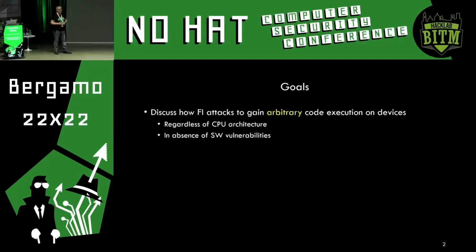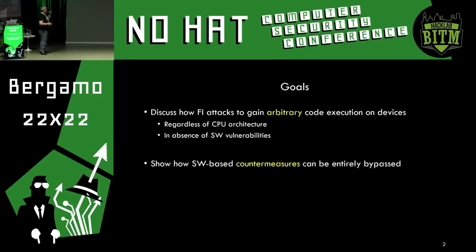The goal of this presentation is to discuss how FI attacks, fault injection attacks (we're going to use FI throughout the presentation to indicate fault injection), can be used to gain arbitrary code execution on devices. Actually, on any target which is glitchable, but we are focusing here on devices. And this can be done regardless of the CPU architecture, and even in the absence of software vulnerabilities.